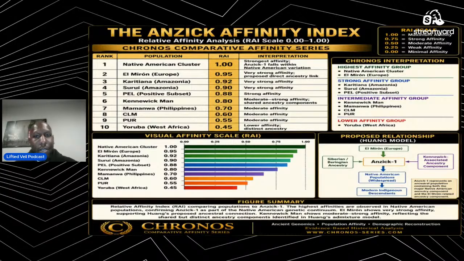Okay, this is ANZIC. Shared the most affinity with Native Americans, just like I said. Second, Elmoran, the Karitiana, Surui, the Peruvians from Lima, Kennewick man number 6, the Mamanwa, Philippines population, Colombians, Puerto Ricans, and then the Yorubans, right? Let's move forward.